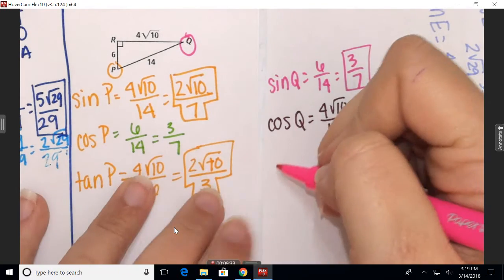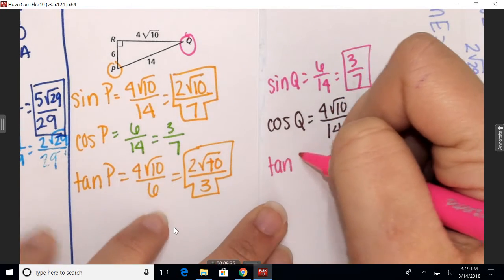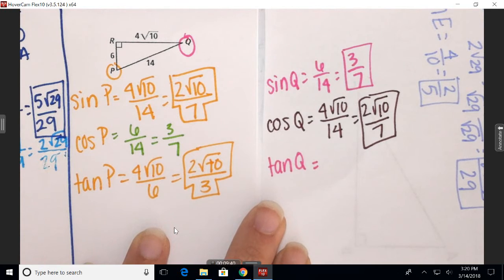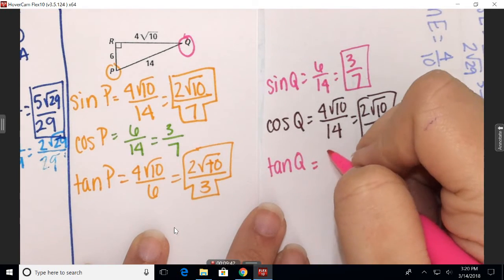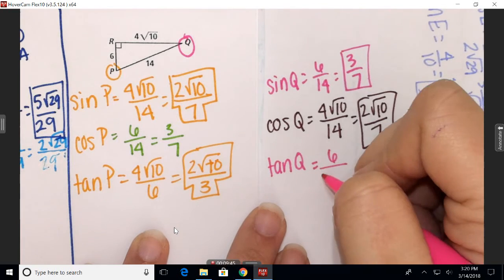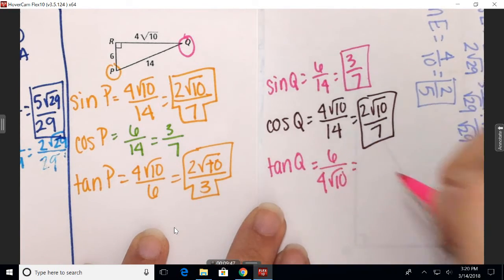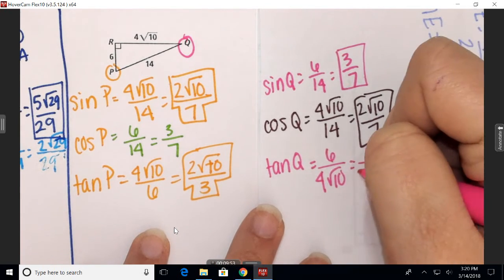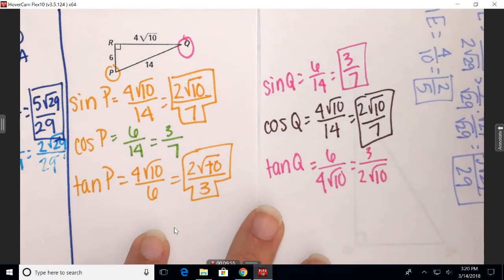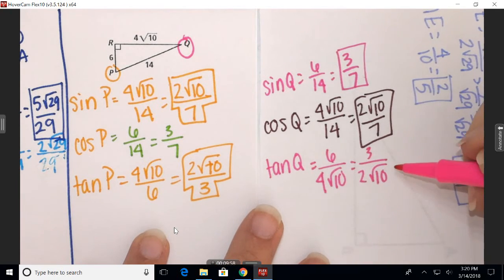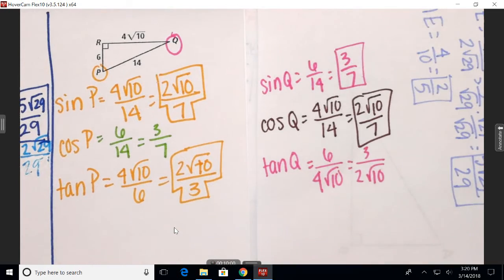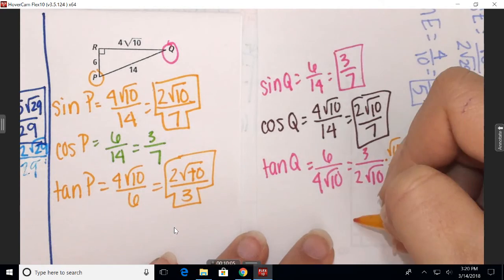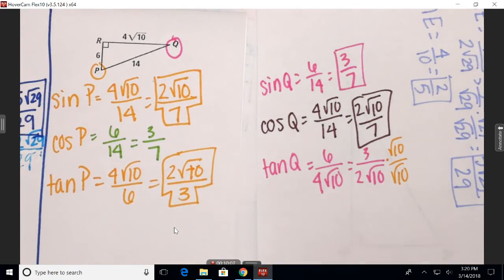And finally, tangent. Tangent of Q. The tangent of Q is opposite divided by adjacent, so opposite of Q is 6 divided by 4 root 10. And this one we're going to have to do some magic with. So this reduces to 3/2 root 10. But we have to get rid of this root 10. So we're going to multiply the top and the bottom by root 10, and I'm going to come down here and finish working it out.